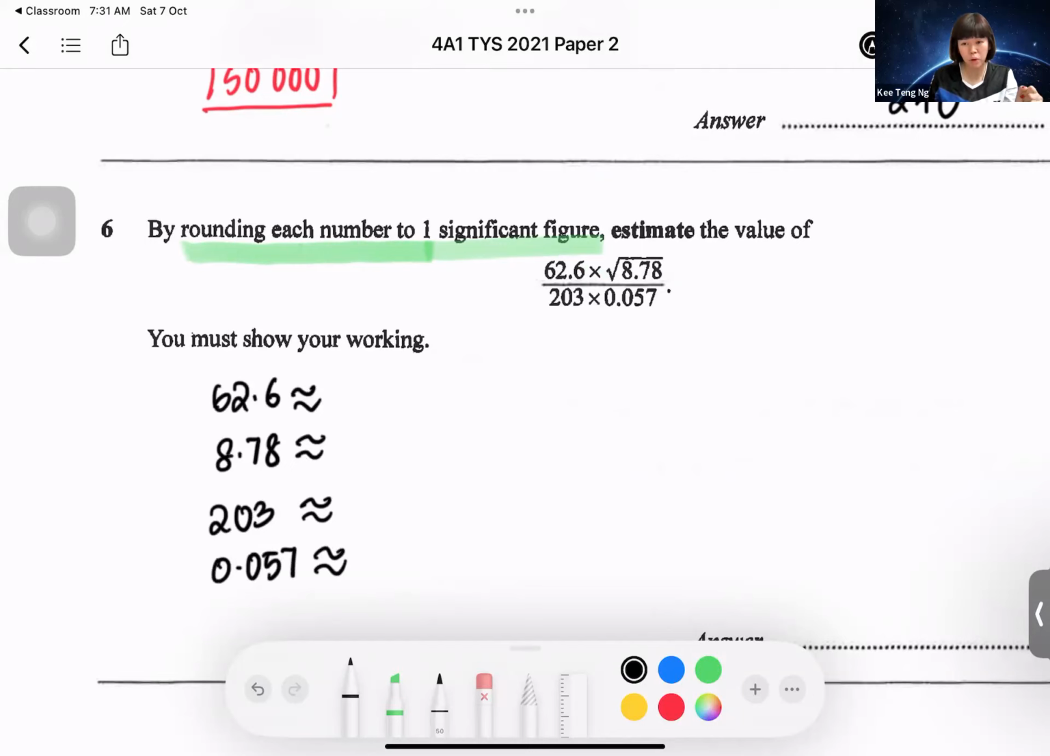Right? Let's round off this number to one sig fig. The first significant figure is over here, the first non-zero number. This is 2, so we don't need to round up. So that will become 6D.